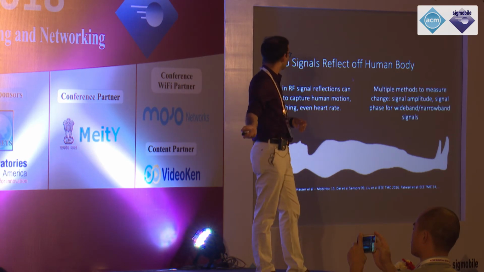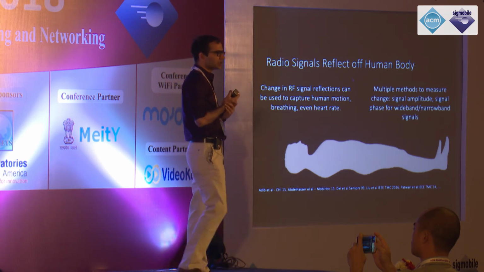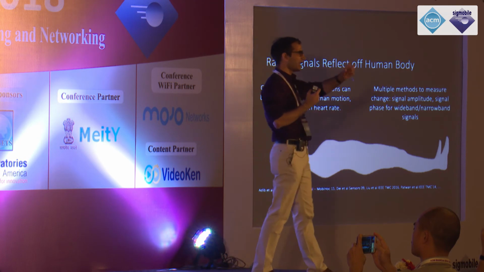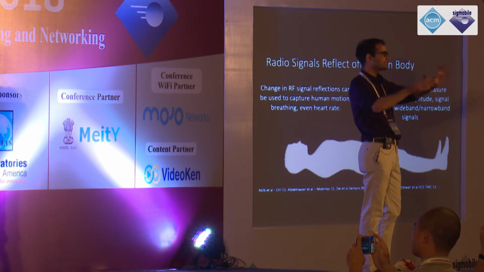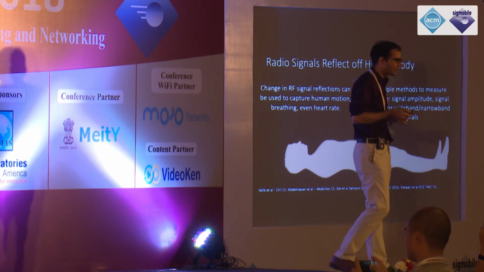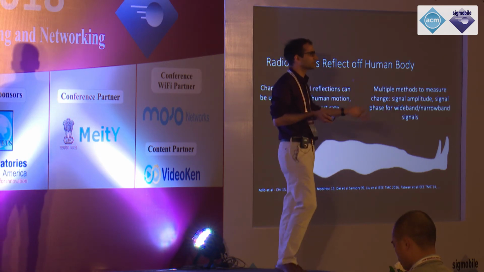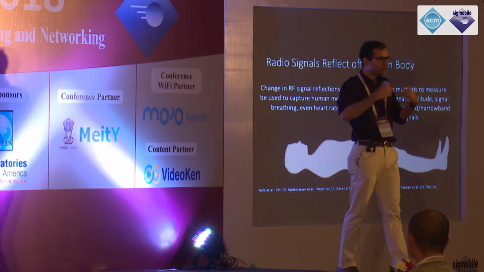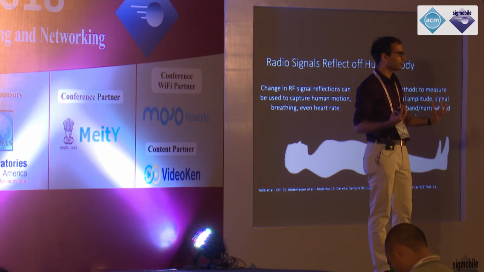There are multiple methods to measure the signal change. You either measure the change in amplitude or the phase, or you use wideband signals, or narrowband signals. There are several design decisions to make. And the question is how do we understand how these design decisions impact the actual accuracy of the system? Because the evaluations for these papers are typically done in different environments, and the environment has a big role to play in evaluating the systems.